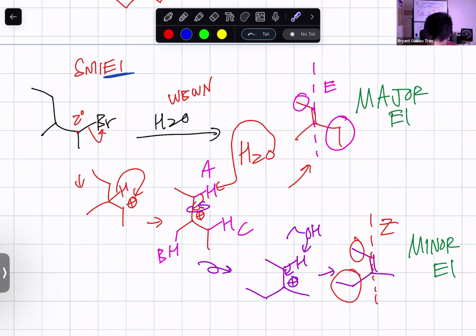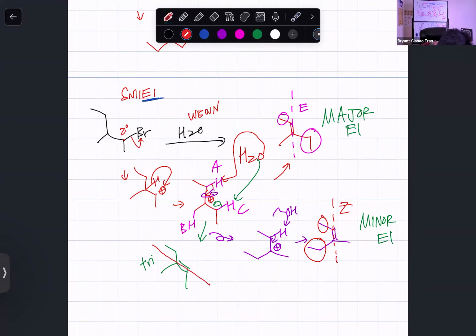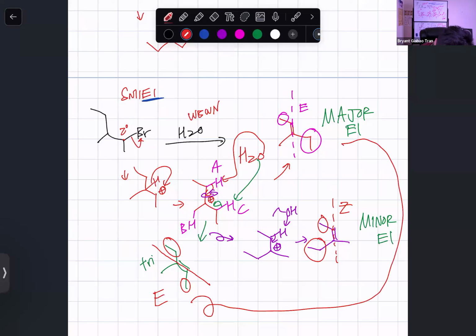But this right here is going to be the exact same as either this or this, right? And specifically, let's make a line here. The highest priority group on this carbon is this ethyl. The highest priority group on this one is that methyl. This is E. So this is the exact same thing as that, right?